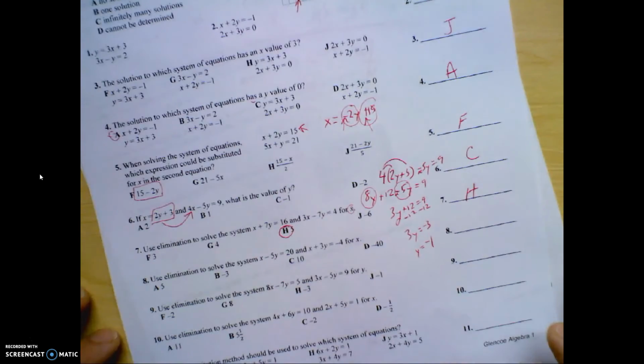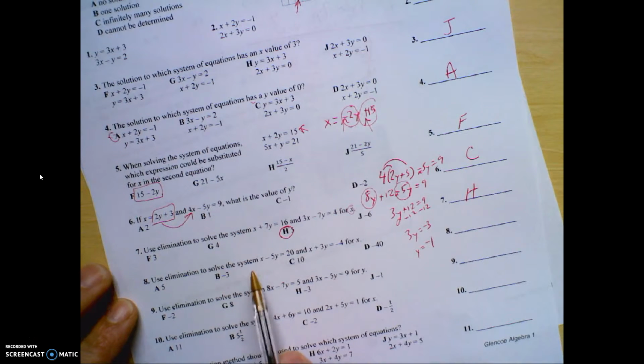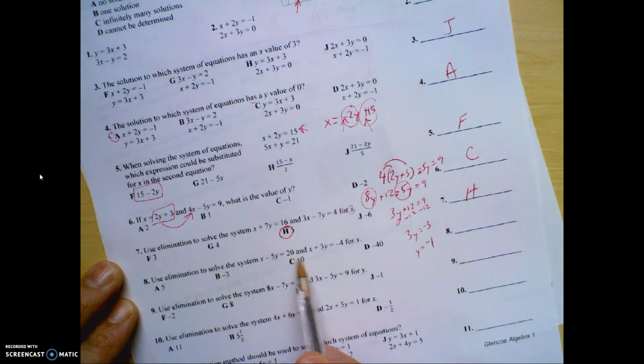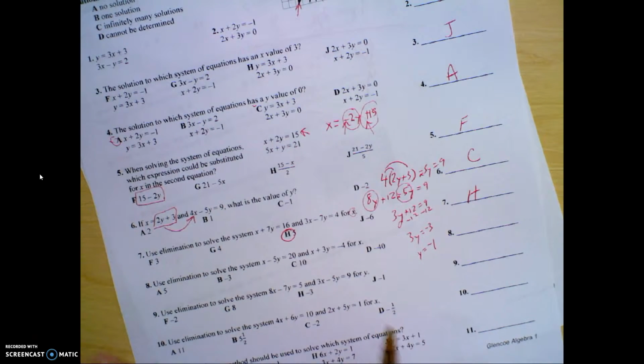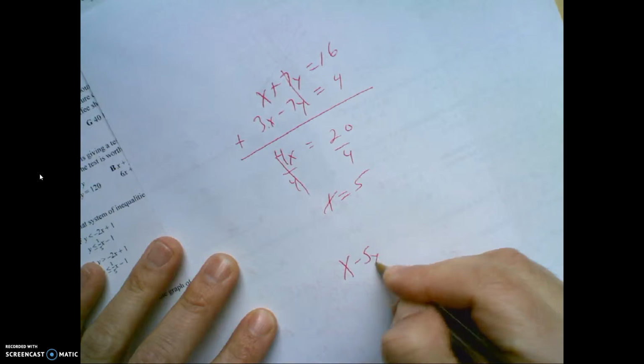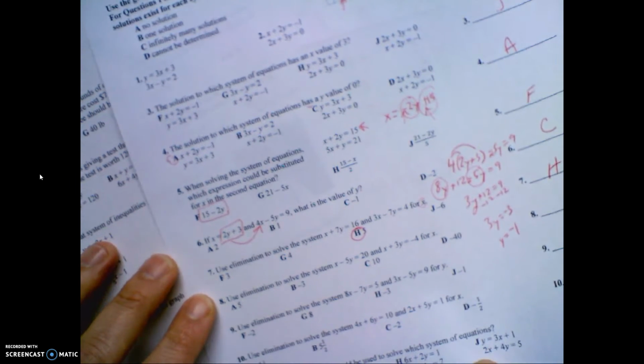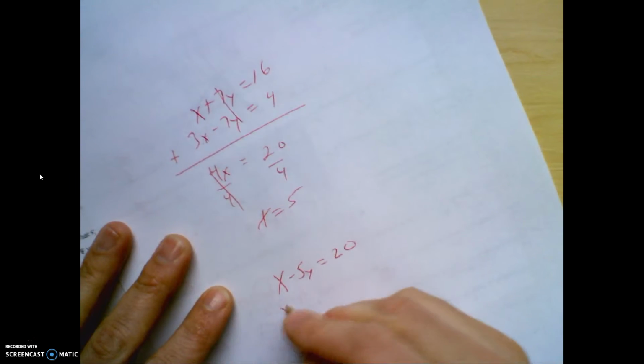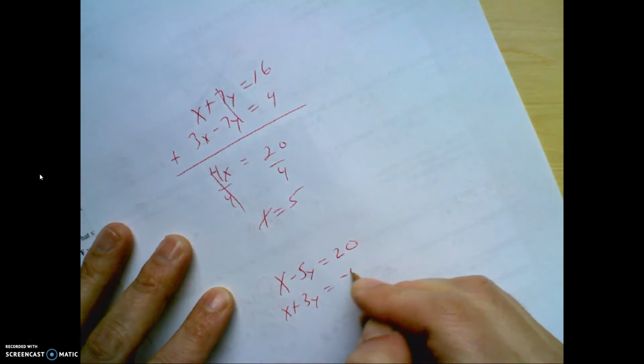All right, let's try number 8. Use the elimination method to solve the system x minus 5y equals 20 and x plus 3y equals -4 for x. So I'm going to write those again on the back. X minus 5y equals 20. And the other one was x plus 3y equals -4.